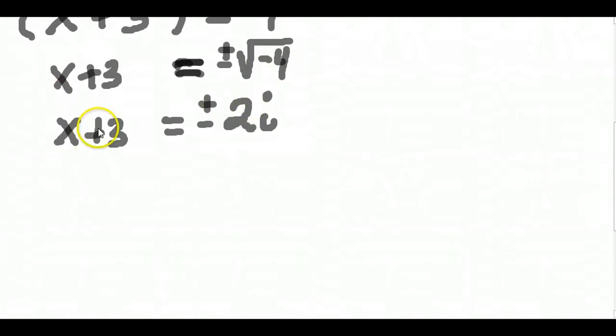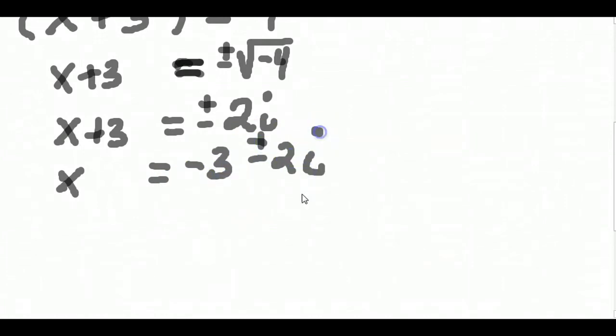So now we have x plus 3 equals plus or minus 2i. We have to move that 3 to the right. So we have x equals negative 3 plus or minus 2i. And radical negative 4 is the same thing as 2i. So our answer is x equals negative 3 plus or minus 2i. And that's as far as you need to take it. And that is your answer.